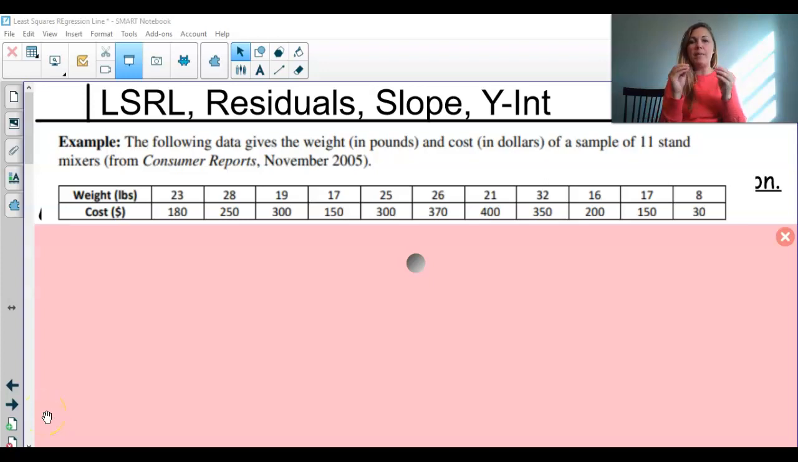Hi guys, today we're going to talk about the least squares regression line, how to calculate that. That's what you formerly have known as the line of best fit. We're going to talk about residuals, interpreting slope, and y-intercept, among some other things. I'll try to break this up into different parts. So this one is officially part one.